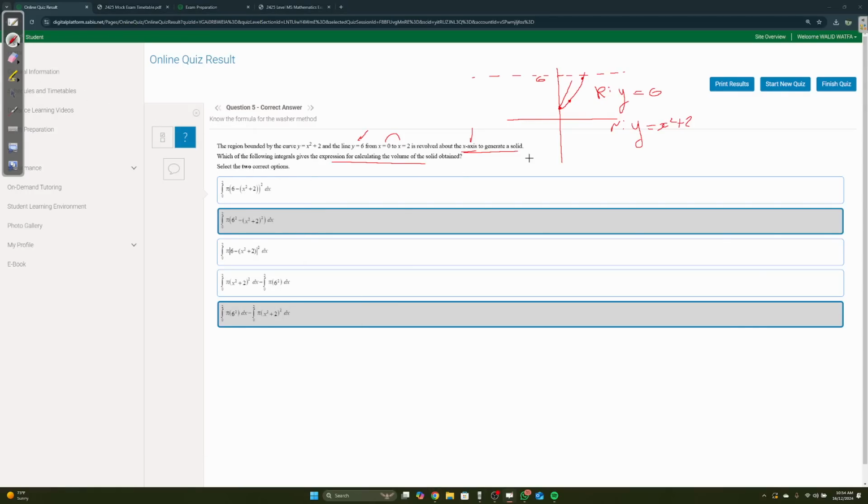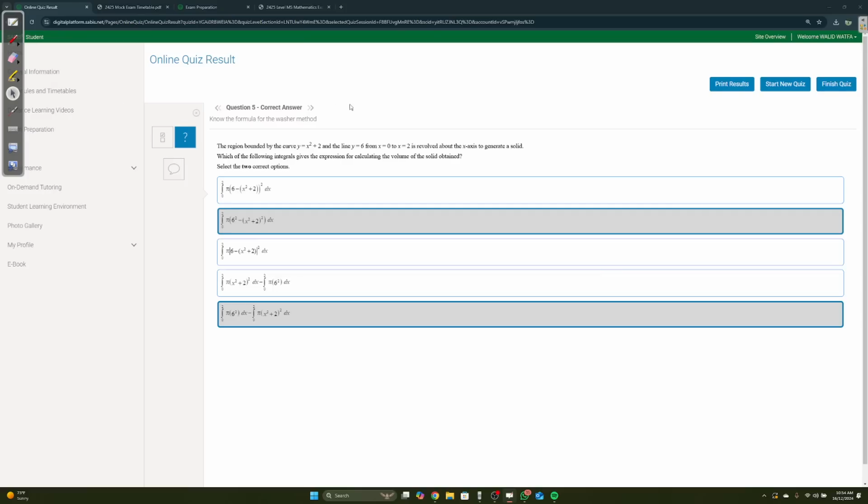We have, obviously, it's going to be pi, integral from 0 to 2, big R squared, so 6 squared, minus x squared plus 2 squared, dx. Let's see. This one is wrong, obviously, because the square is outside. This is correct, it's what I have written here, just the pi inside, which is completely normal. This one's wrong because the square is outside. This one's wrong because they used x squared plus 2 as the big R. And then this one's correct. They just split up the integral into two parts.